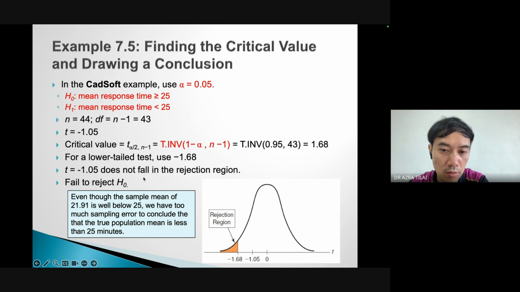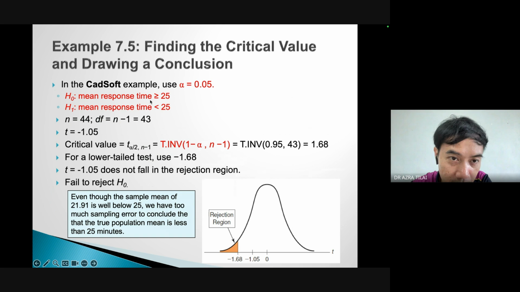It does not fall in the rejection region. Because if you do the calculation and it is inside here, or beyond this 1.68, for example it can be 2, 3, 4, negative, on this side, that means you can reject the null hypothesis. What does it mean?